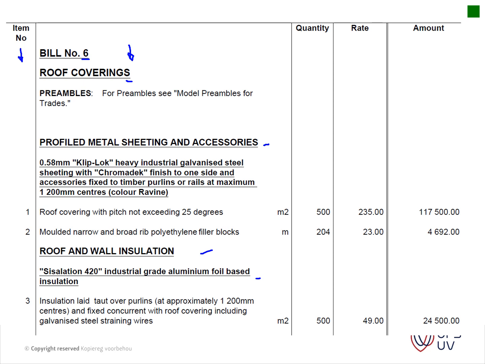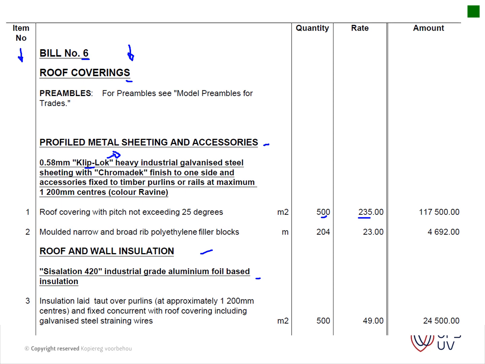Your description is very important because this becomes a contractual agreement. How are you going to pay the contractor? If he says he didn't price for a clip lock heavy duty industrial galvanized roof sheet, you can refer back to the document and say, but here it was shown specifically that he has to price for it. So he can't go back. The rate that he provided here is fixed. We cannot change that rate.